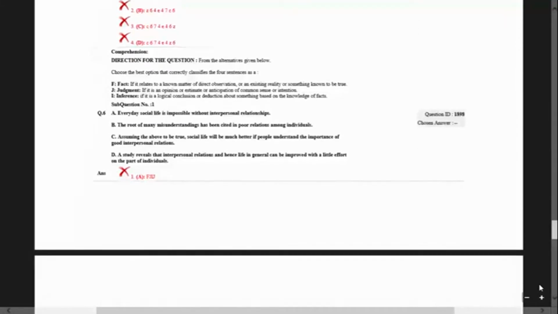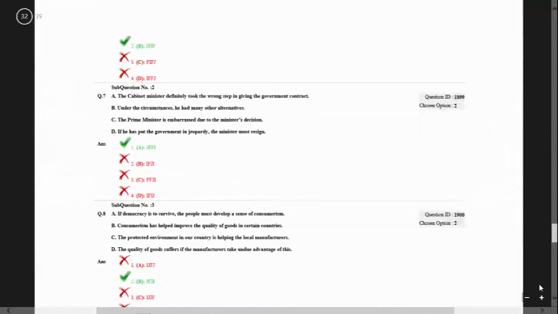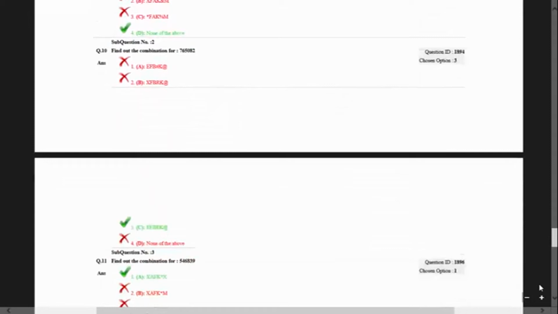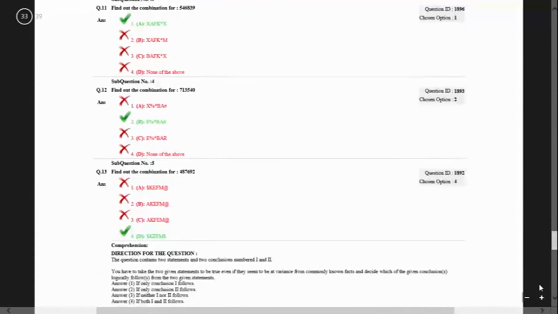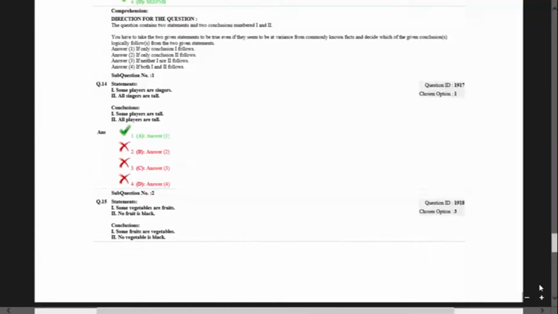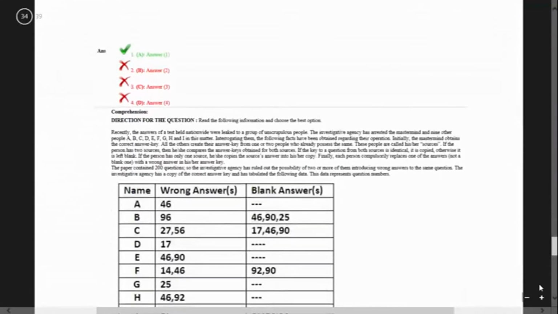Fact, judgment and inference made its appearance in this paper. Not very difficult. Again, coding and decoding made its appearance as a separate set. There were questions on syllogisms, very standard questions and very easy to solve.